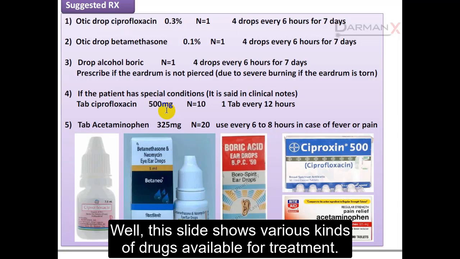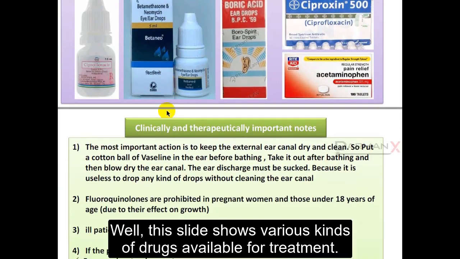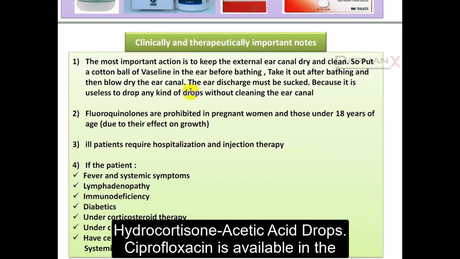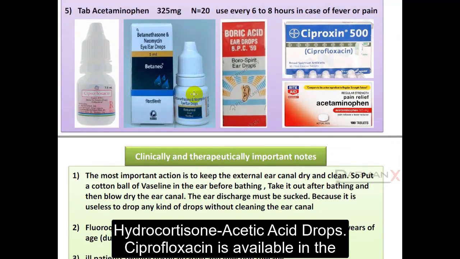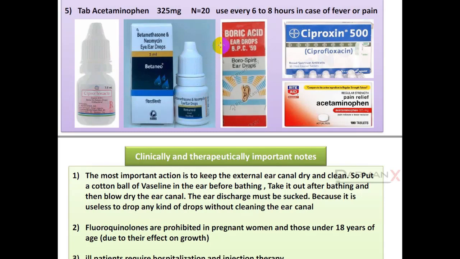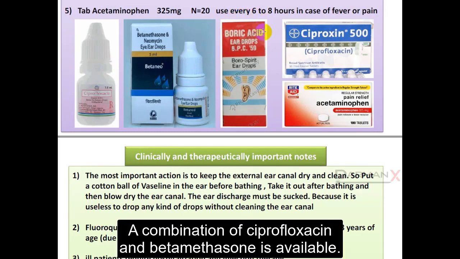Well, this slide shows various kinds of drugs available for treatment. Betamethasone or ciprofloxacin, hydrocortisone acetic acid drops. Ciprofloxacin is available in the form of tablets and capsules. There is also boric alcohol. A combination of ciprofloxacin and betamethasone is available.